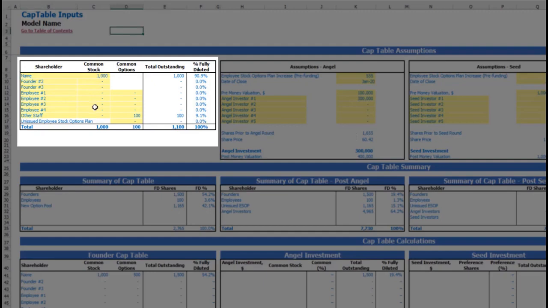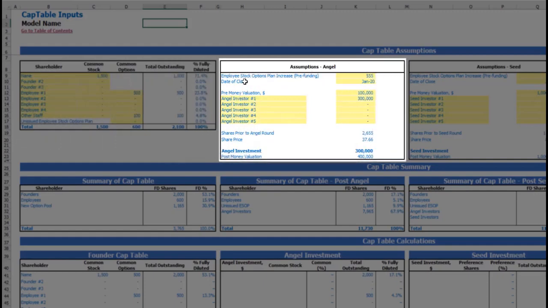You can input here also common stock and common options. So you can input some amount, for example 500 of options for employee number 1. You're also able to input an issued employee stock options plan if it's needed. If it's not needed, you can keep it as 0 by default. So as a result, you may see the total outstanding stocks and options and the dilution across all these shareholders.